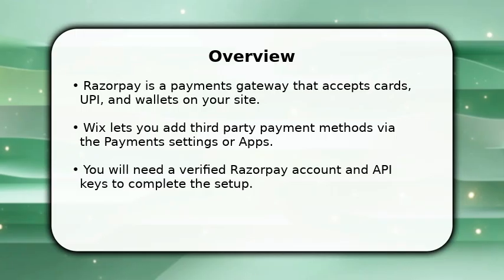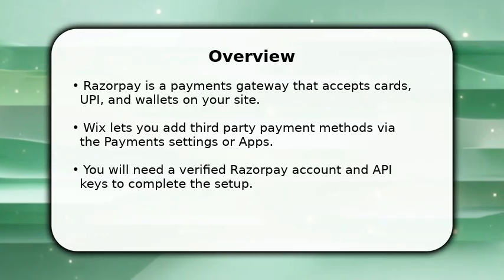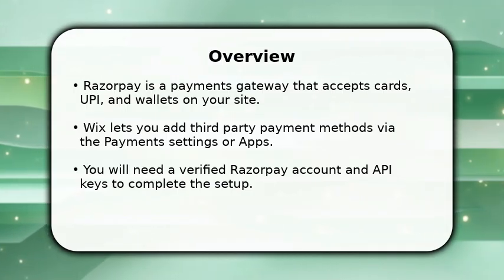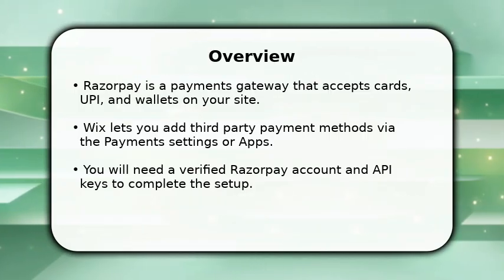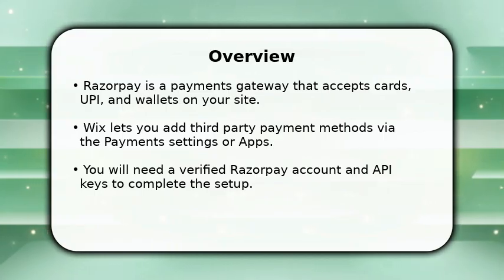Create or log into your Razorpay account and retrieve the API key ID and key secret from the dashboard. Keep your business details and bank info handy for verification. Return to Wix, paste the keys, enable Razorpay, and test payments with a small transaction.